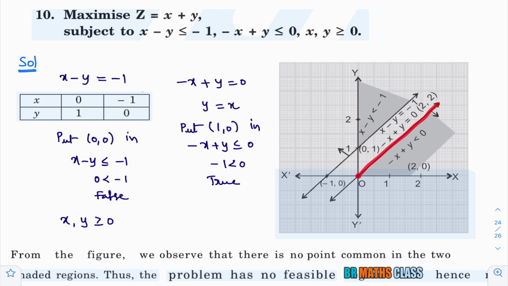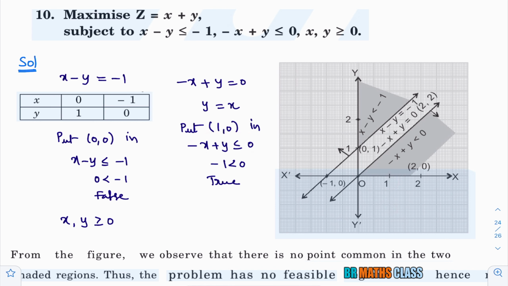As this line passes through the origin, we cannot put 0, 0 in this inequality to graph it. What we do is find a point which is on any one side of this line. You take a point here or on this side, but make sure you take a point on any one side of the line. Suppose I take this point 1, 0. I know this point is on this side of the line. I substitute this point in this inequality. If it is true, I shade the side where I took the point. If it is false, I shade the other side. I hope you are understanding.